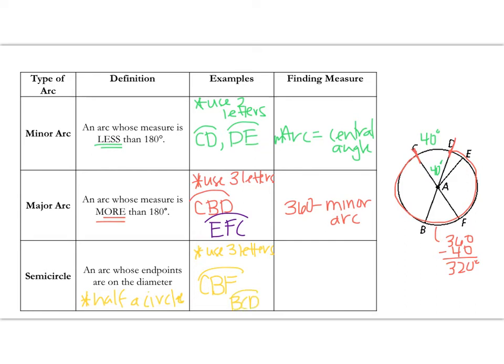And then if you think about that, to find the measure of a semicircle, CBF right here, that is going to be exactly 180 degrees because it is half of the circle. So anytime you've intercepted exactly half the circle, you've traced around half the circle, that's going to be an automatic 180 degrees. Alright, let's practice a couple of problems.